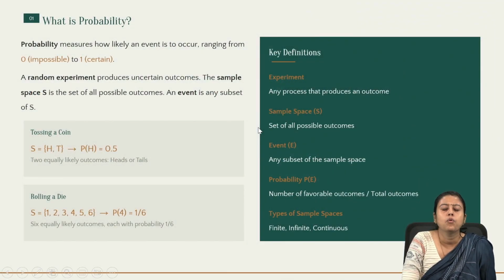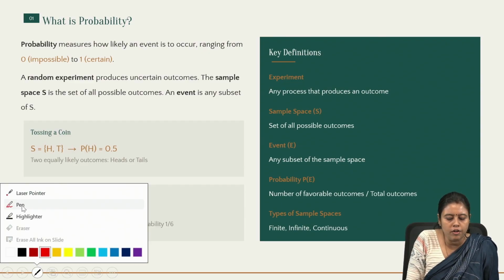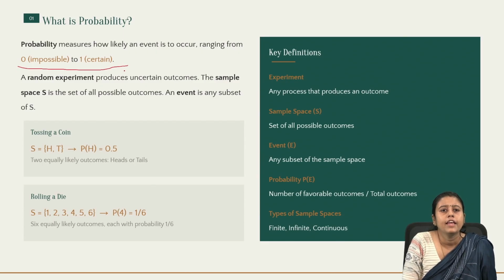So when we start, what is probability? Probability measures how likely an event is to occur, ranging from 0, meaning not possible, to 1, meaning certain. Probability value always ranges from 0 to 1. This is one of the important things for machine learning. Give one example. If we just take a dice, what is the probability of getting 1? There are 6 faces on a dice and the probability of getting 1 is 1 by 6. So this is the probability, how likely an event is to occur.